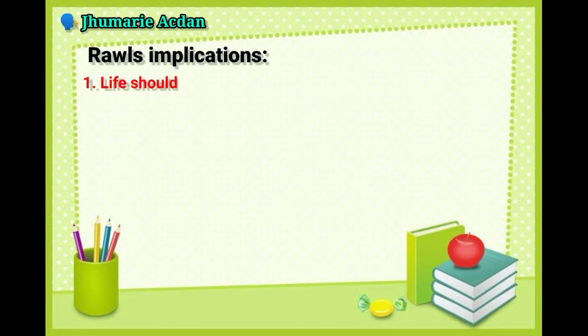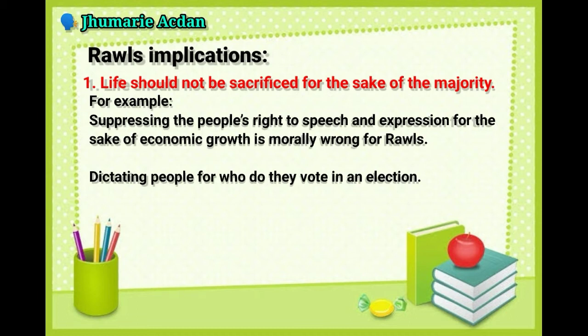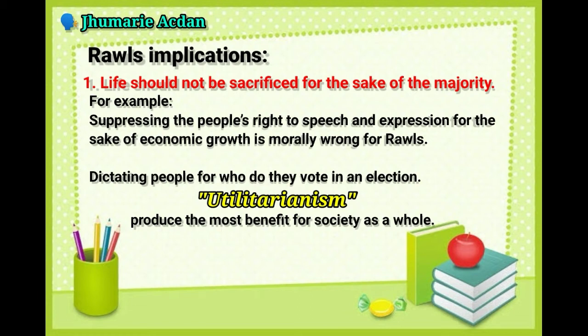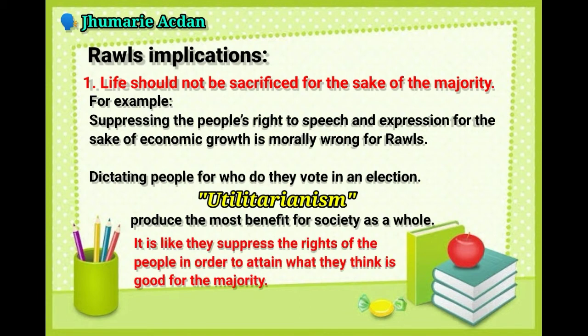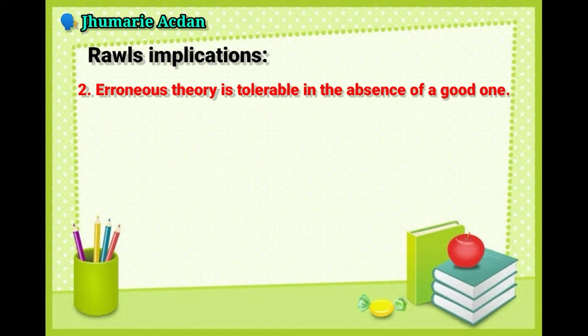The first implication for Rawls is that the individual should not be sacrificed for the sake of the majority. For example, suppressing people's right to speech and expression for the sake of economic growth is morally wrong for Rawls. Another example is dictating to people who they vote for in an election. As we can see, Rawls' theory of justice directly attacks consequentialist ethics, most especially its most notable representative, utilitarianism. Because the goal of utilitarianism is to produce the most benefit for society as a whole. It is like they suppress the rights of the people in order to attain what they think is good for the majority.